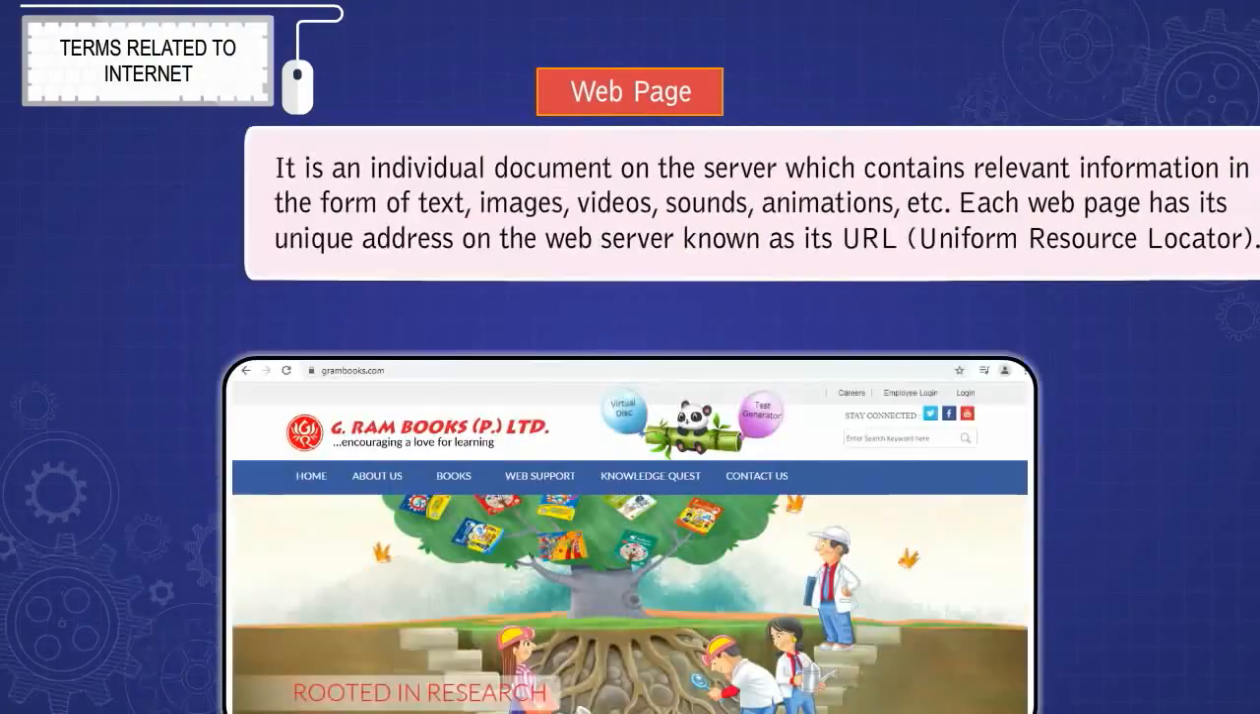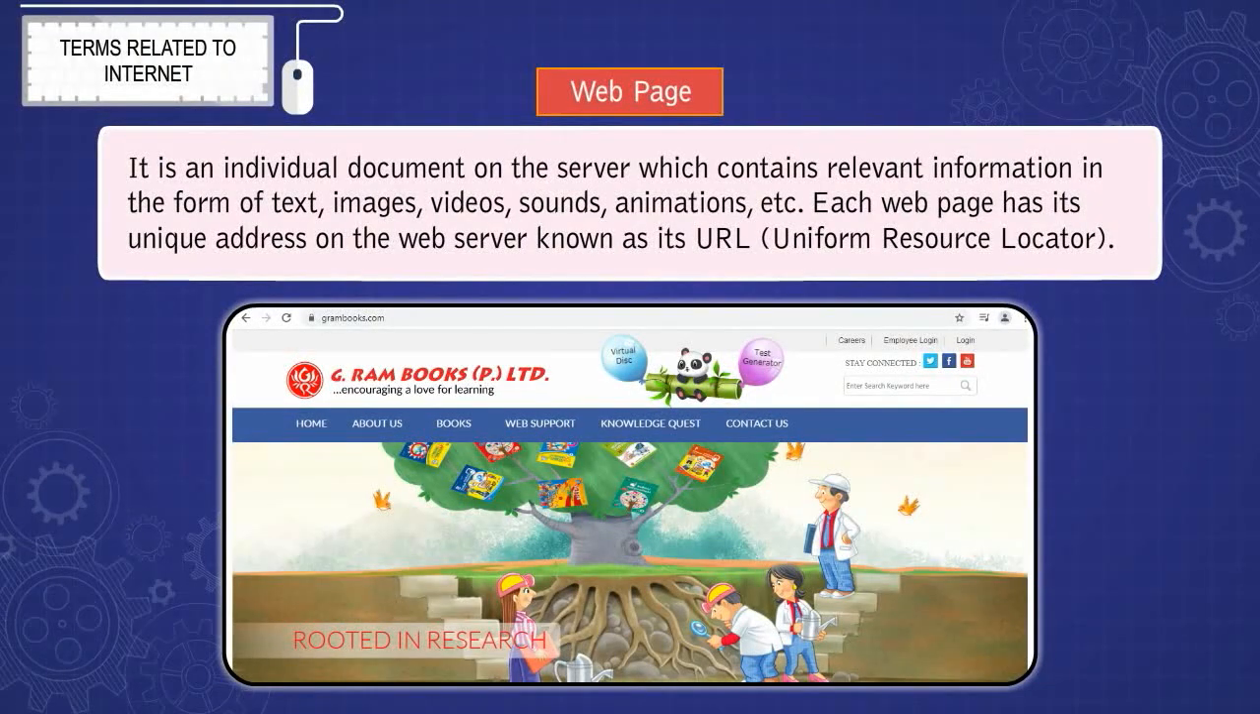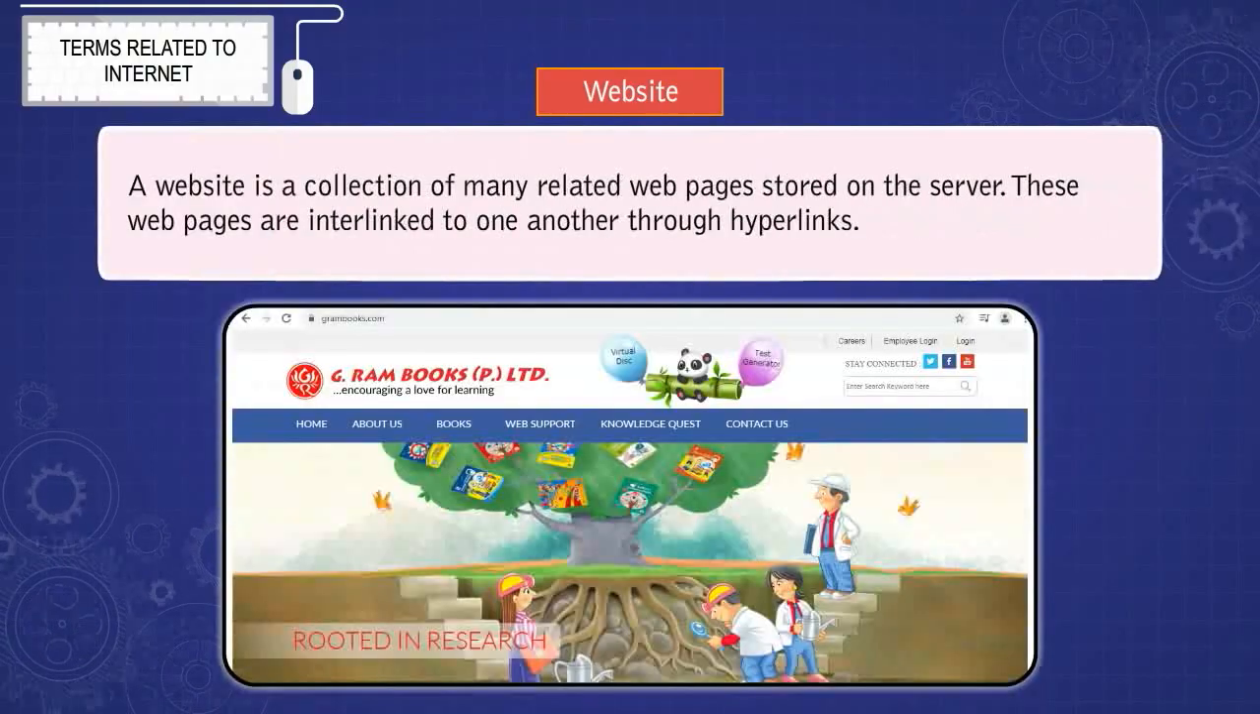Web page. It is an individual document on the server which contains relevant information in the form of text, images, videos, sounds, animations, etc. Each web page has its unique address on the web server, known as its URL, Uniform Resource Locator. Website. A website is a collection of many related web pages stored on the server. These web pages are interlinked to one another through hyperlinks.